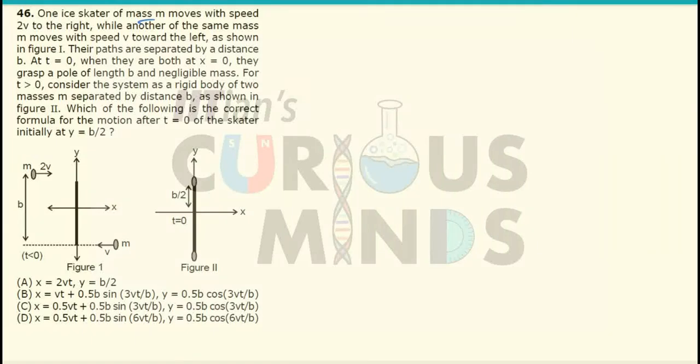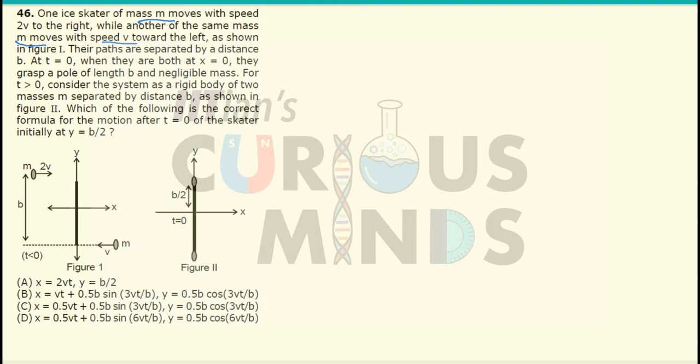A skater of mass m moves with a speed 2v to the right, while another skater of the same mass m moves with a velocity v in the left-hand side direction, as shown in the figure. The paths are separated by a distance b. At time t equal to 0, when both are at x equal to 0, that is, both of them collide with the rod.